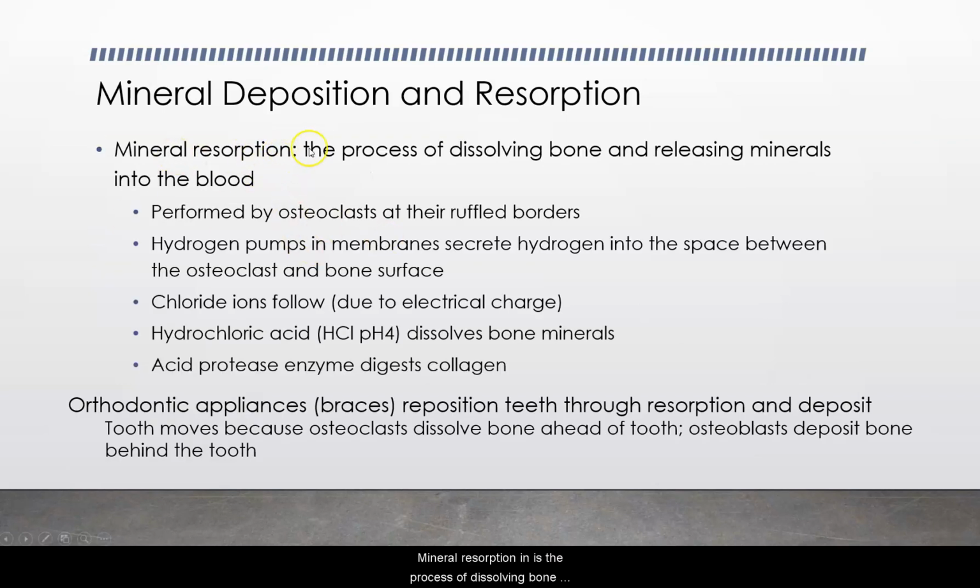Now, mineral resorption is the process of dissolving bone and releasing the stored minerals into the blood. This is performed by the osteoclasts at their ruffled borders. The hydrogen pumps in the membranes of the osteoclasts secrete hydrogen into the space between the osteoclast and the bone surface. The hydrogen ions then make chloride ions follow them due to their electrical charge. This creates, of course, hydrochloric acid, an extremely strong acid with a pH of 4, which dissolves the bone minerals. The acid protease enzyme also digests collagen.